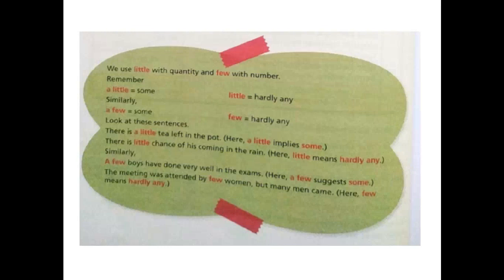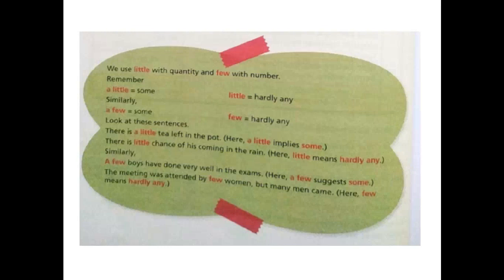Okay, let's look at the sentences over here. There is a little tea left in the pot. Now little tea, see, because tea is uncountable, we use little. There is little chance of his coming in the rain. Again, chance is also uncountable, but there is a difference between the two little over here. When I say there is a little tea left in the pot, I mean to say that some tea is left. But when I say there is little chance of his coming in the rain, that means there is hardly any chance. So I'm stating a thing which might be impossible. So little can be used in two different senses as well.